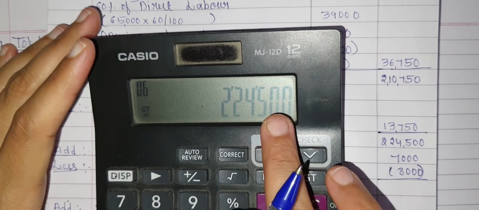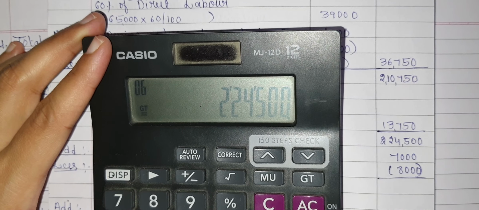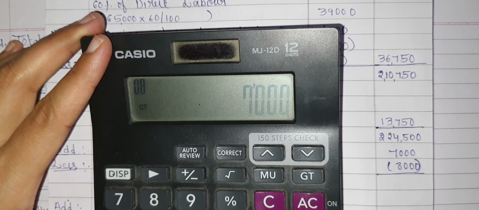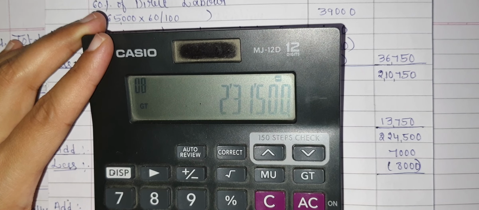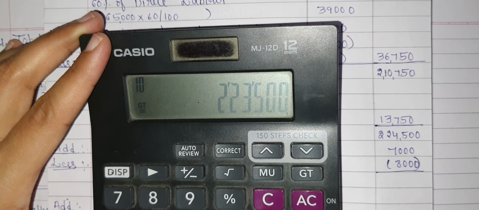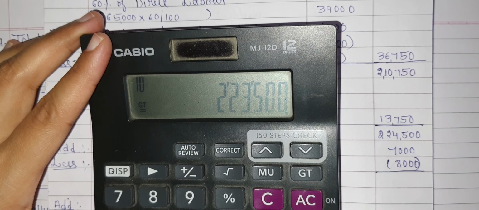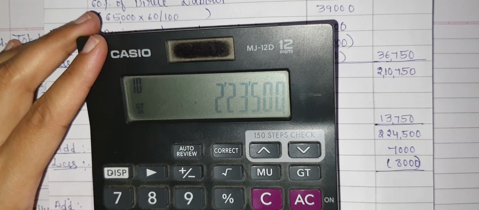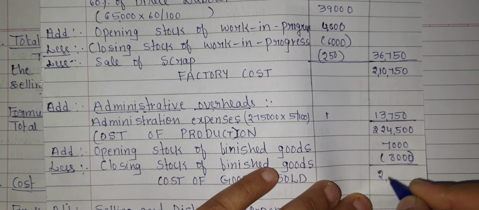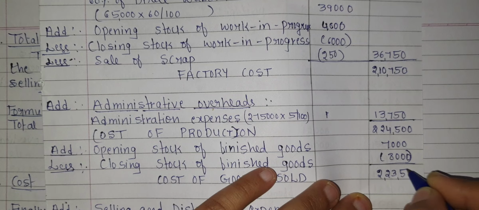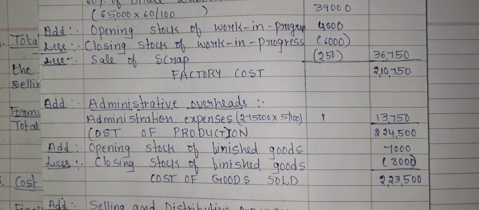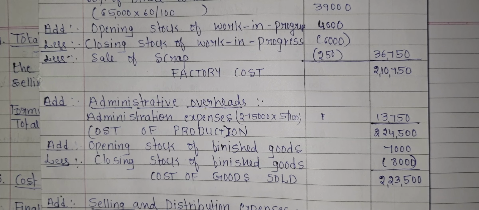Now 2,24,500 is our cost of production. Add opening stock of finished goods, that is rupees 7,000, and deduct closing stock of finished goods, that is rupees 8,000. So our cost of goods sold is rupees 2,23,500. 2,23,500 is our cost of goods sold. Clear? Now what is the fourth step?